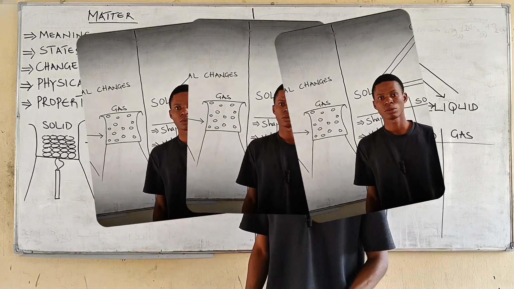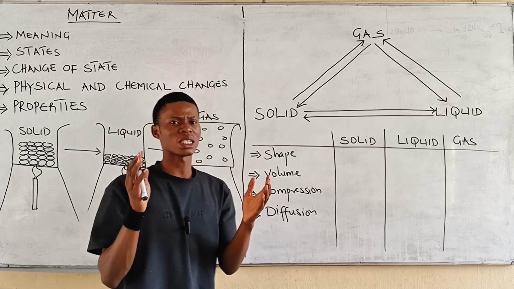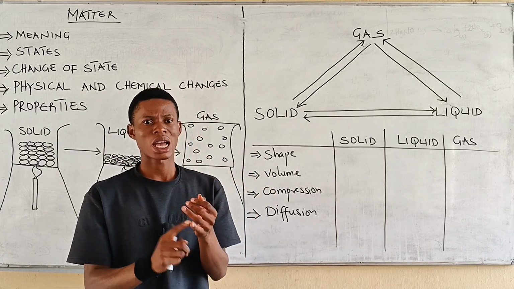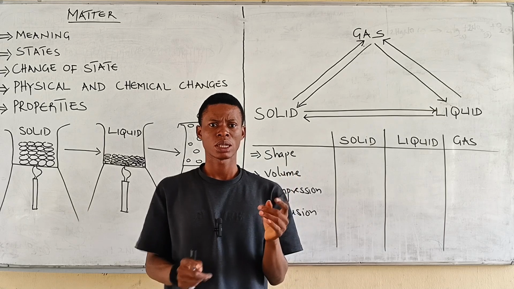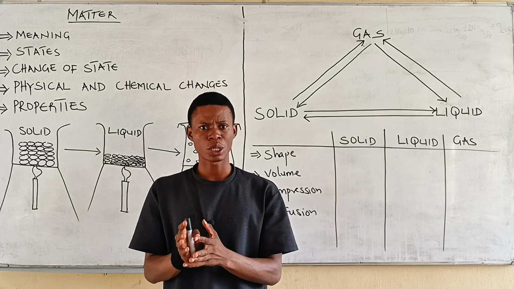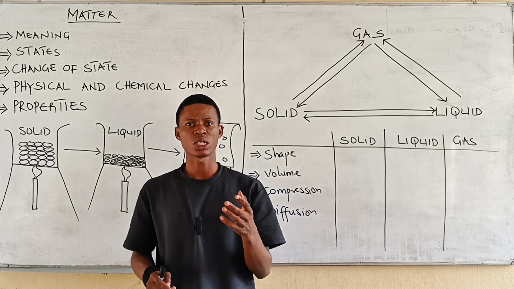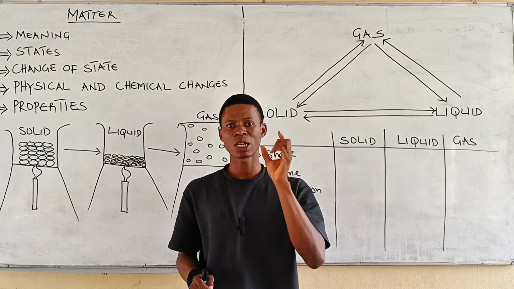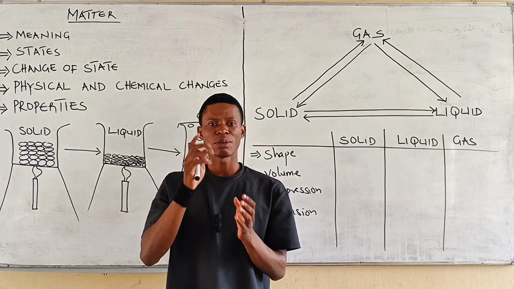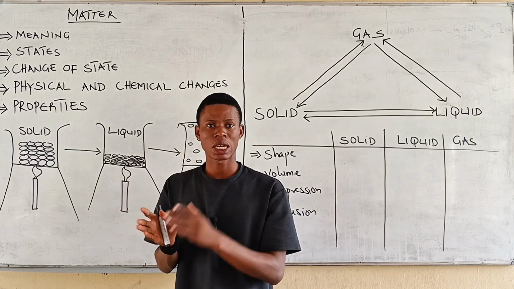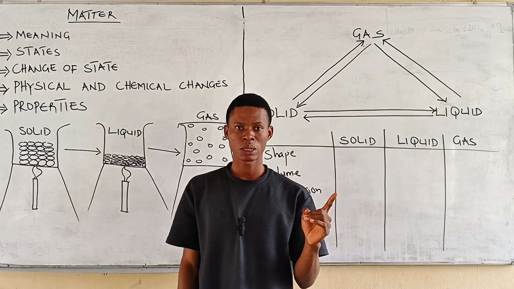Let's get started. Now, matter. What's the meaning of matter? Matter is anything that has mass and occupies space. If you are defining matter, those two things must be there: mass and occupies space. Anything that has mass and occupies space. In some books you see anything that has weight and occupies space. Please, in chemistry, if you are defining matter, define matter as anything that has mass and occupies space. As we go on, you'll see the difference between mass and weight.